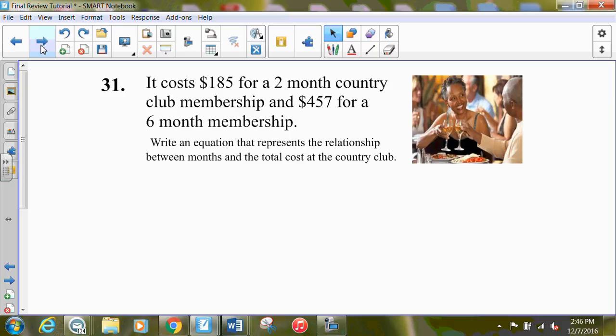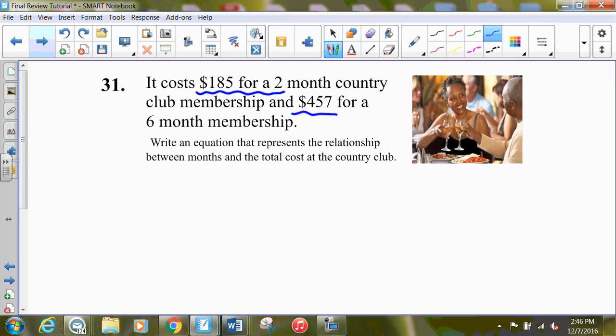All right, so once again, we're going to notice that they give us 2 points. They tell us that it's going to cost $185 for 2 months, but we are clever. We are not going to write 185, 2, because remember, time goes first. For 2 months, it's going to cost us $185. For 6 months, it's going to cost us $457.